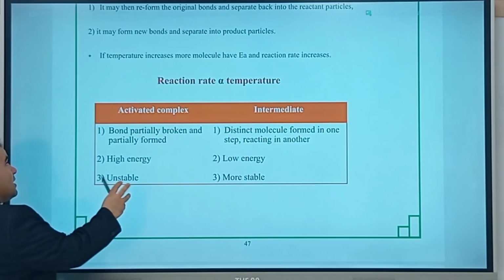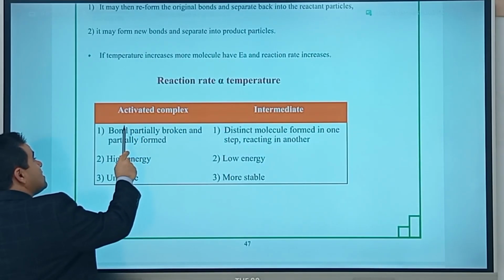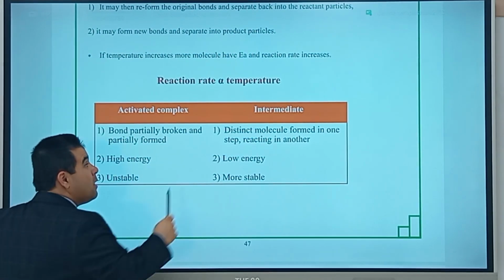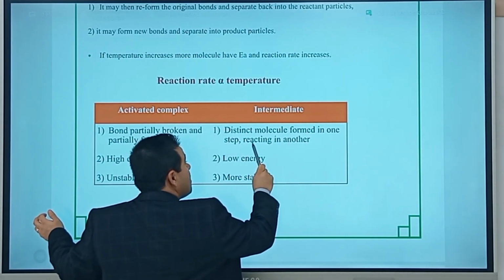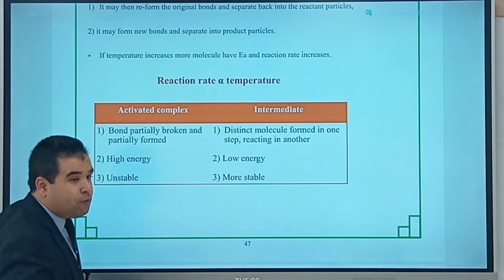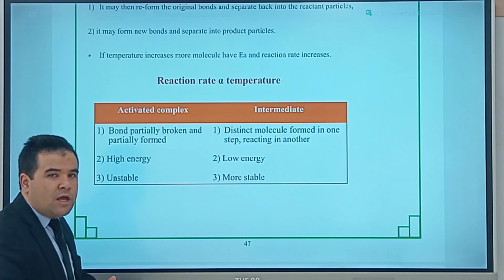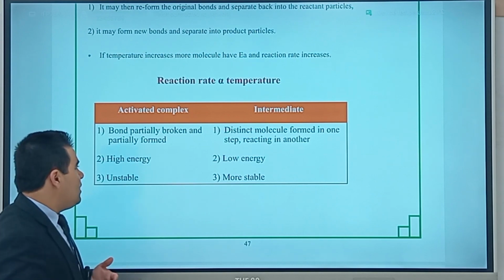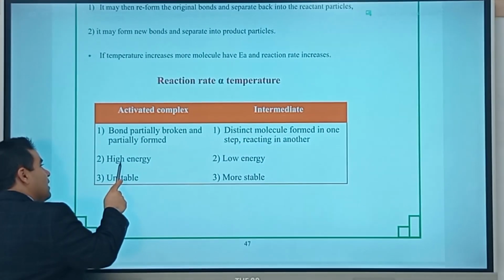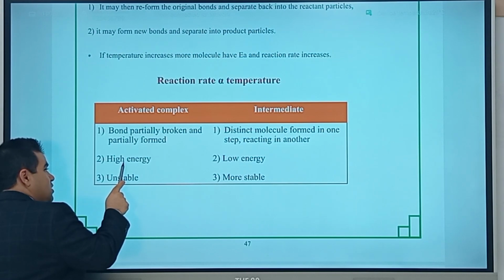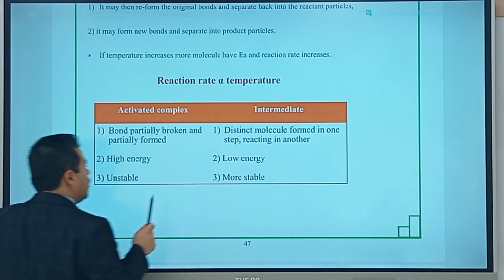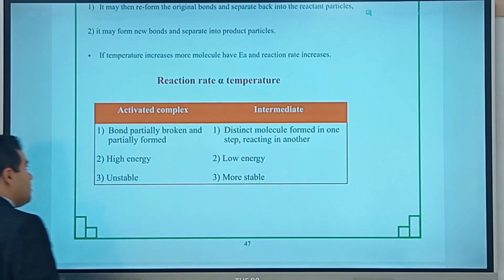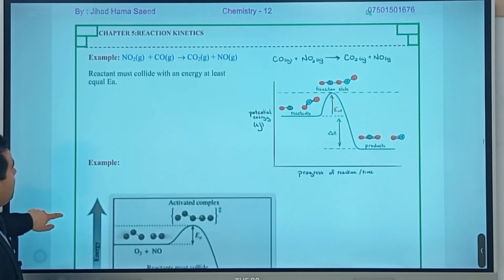We may confuse them, so let us differentiate between them. In the activated complex, bonds are partially broken and partially formed, partially for reactant and partially for product. But in the intermediate, the bonds are formed in one step, and it reacts and is consumed in another step. That's the first difference. The second difference, in terms of energy level: the activated complex is a high energy state, but the intermediate is in a low energy state. As the activated complex is in the higher energy state, it is unstable, and the intermediate is more stable than the activated complex, guys.